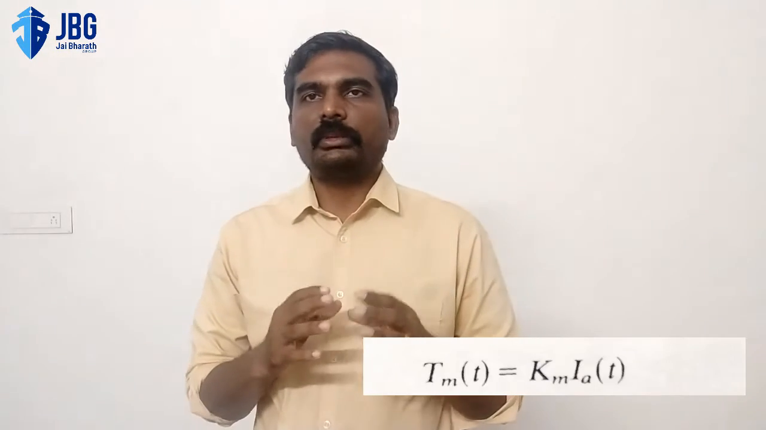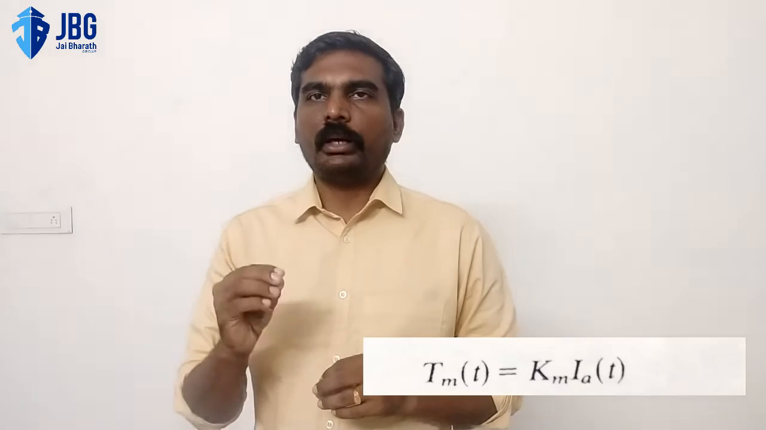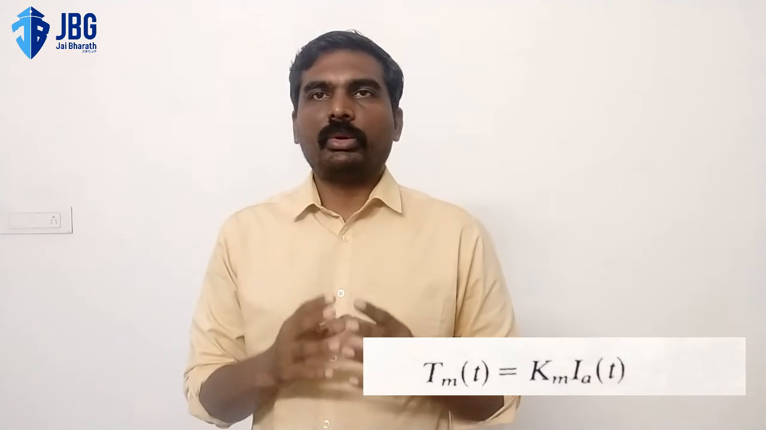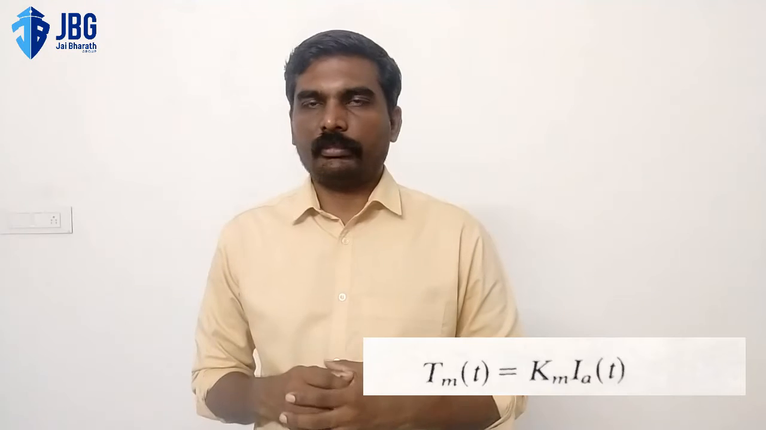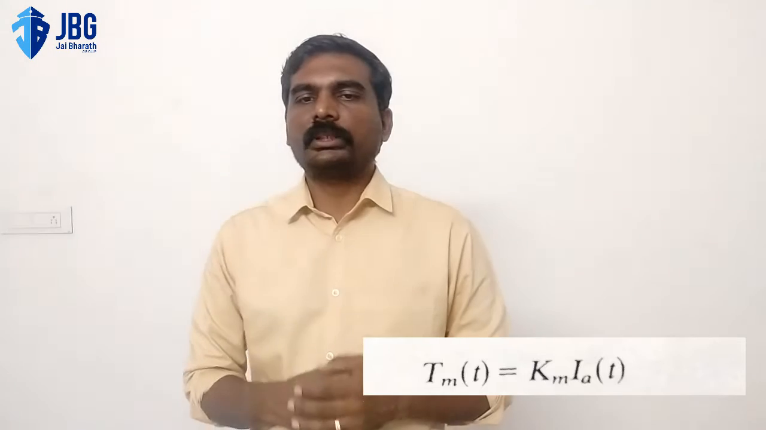I already said that while rotating, the armature gives us a torque. That torque can be written as Tm(t) = Km Ia(t), where Tm(t) is the torque of the motor, Ia(t) is the current flowing through the armature, and Km is the motor torque constant.